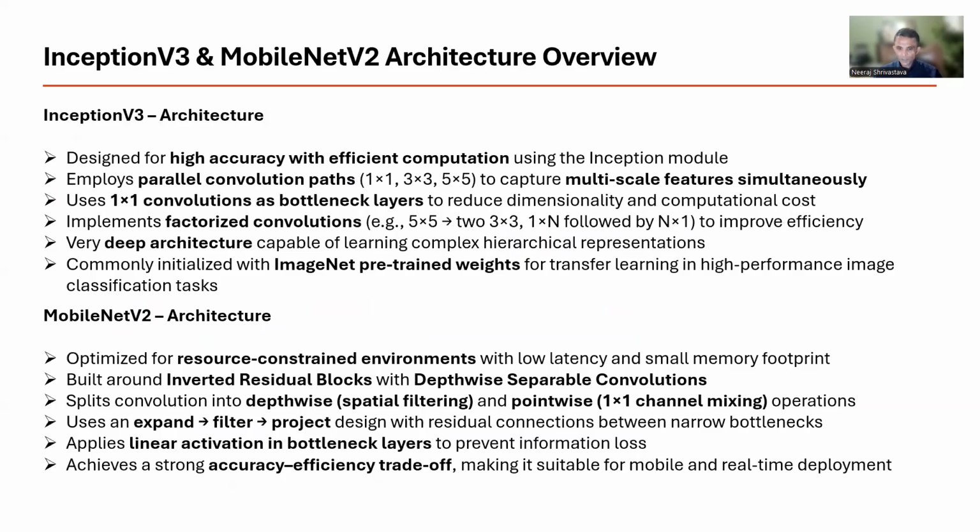Now, Inception V3 and MobileNet, I'm not going to go into much detail because these two models didn't perform very well. But to talk a little bit about them very quickly, Inception V3 is designed for high accuracy with efficient computation using the Inception module. It employs parallel convolutional paths to capture multi-scale features simultaneously. It uses 1x1 convolutions as bottleneck layers to reduce dimensionality and computational cost. MobileNet V2 architecture is optimized for resource-constrained environments with low latency and a small footprint. It's built around inverted residual blocks with depth-wise separable convolutions, which split convolution into depth-wise and point-wise operations.